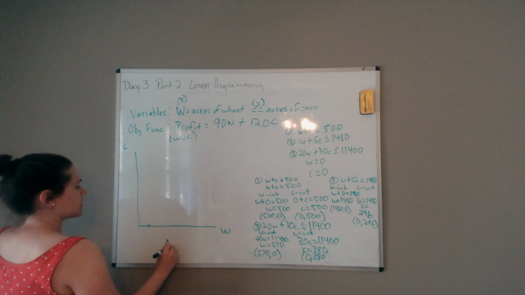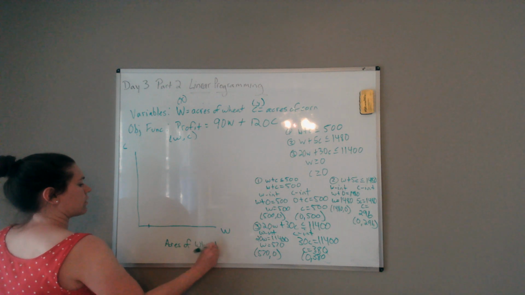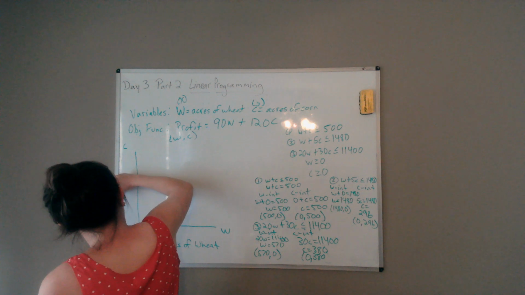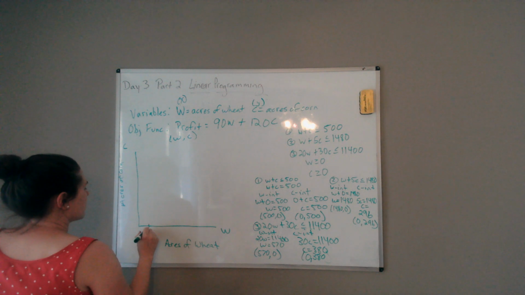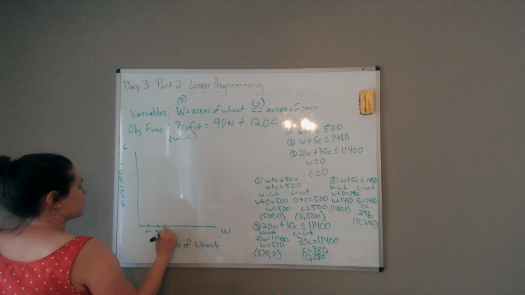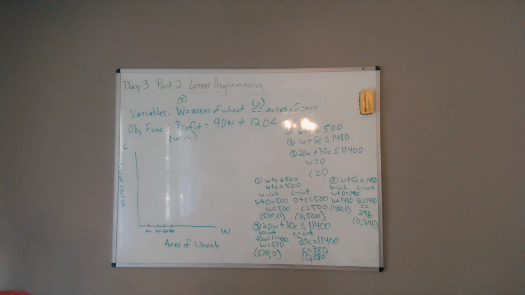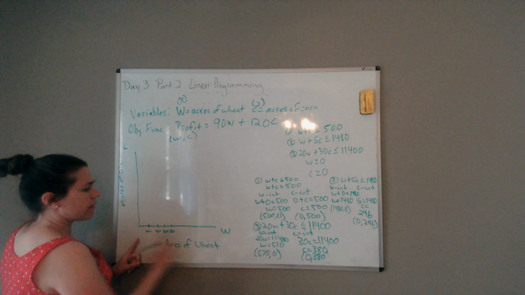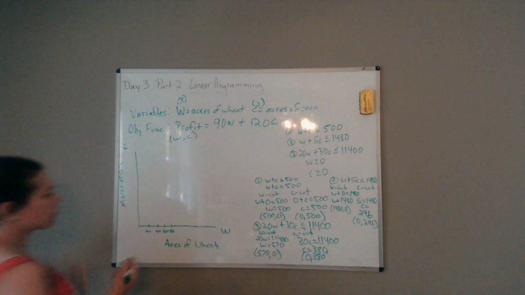So this is acres of wheat. This is acres of corn. Okay, label everything. Okay, this will be 200. This will be 400, 600, 800. So on your marker, I think you could do maybe every other one, or you could probably go by 100s. Every tick mark can be 100 along the W, and then you might want to do 50 for every tick mark along acres of corn.